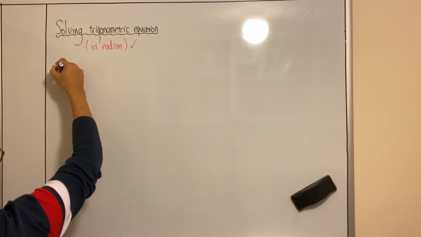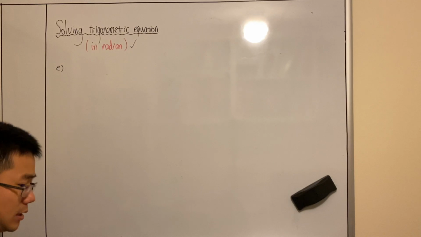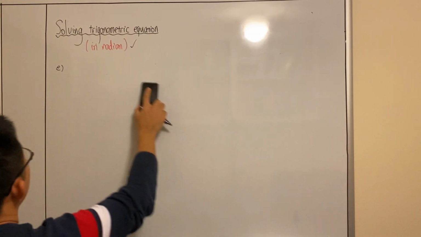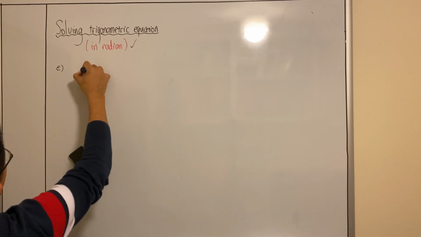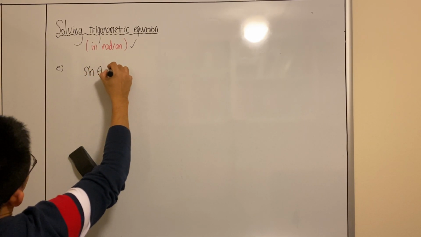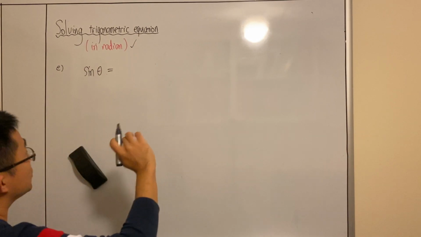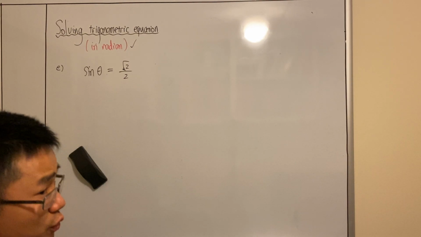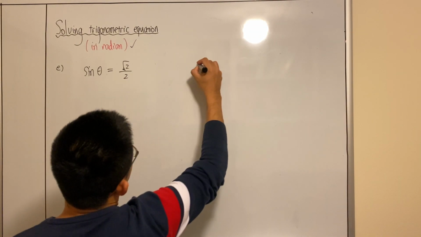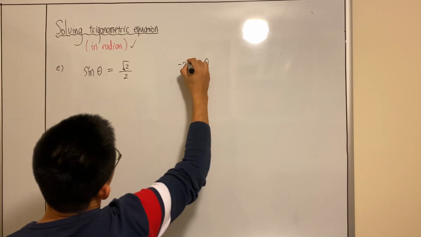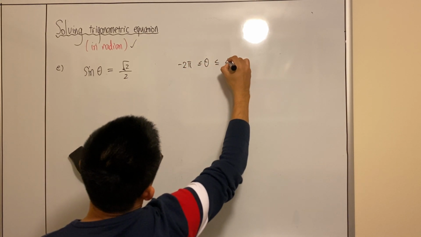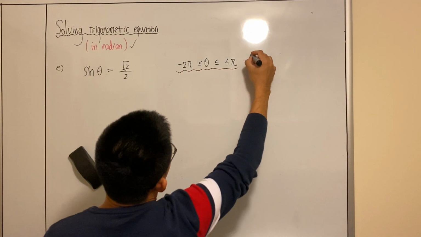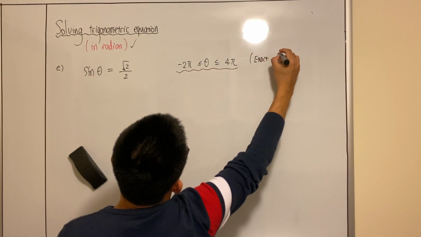So A, B, C, D, and E. Yep, okay. So this is the question. Sine theta is equal to, I'm just going to give you a very easy one, √2/2. Something that's really, really simple. And then you are going to find the answer between -2 pi to 4 pi. Now here comes the domain. This is the tricky part. You need to write your answer in the exact form.